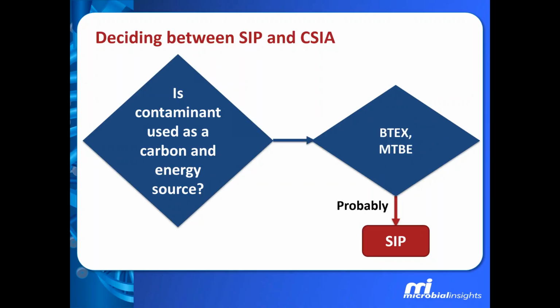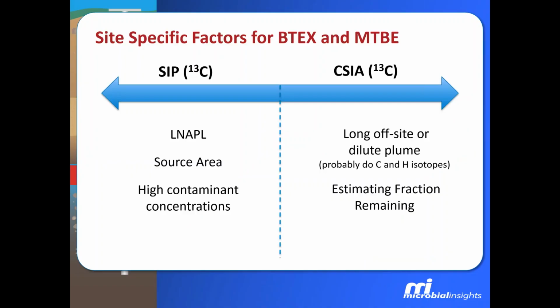What about BTEX or things like MTBE, or we could add TBA, etc.? Probably your best choice is still going to be stable isotope probing. Stable isotope probing, as we've already said, will work well in the presence of NAPL. It works well in the source area. It works well with high contaminant concentrations. All of these types of conditions can provide confusing results with CSIA.